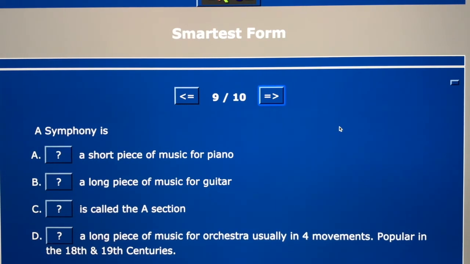Question number 9. You might want to have a guess at this one, unless you know the right answer, in which case I would go with that. A symphony is A, a short piece of music for piano, B, a long piece of music for guitar, C, is called the A section, or D, a long piece of music for orchestra, usually in 4 movements, popular in the 18th and 19th centuries.